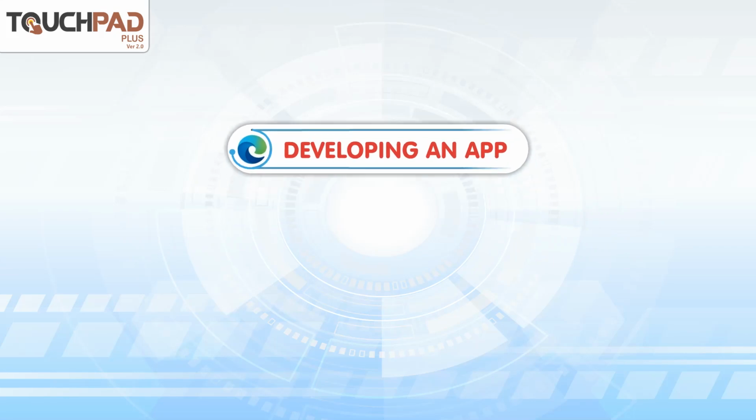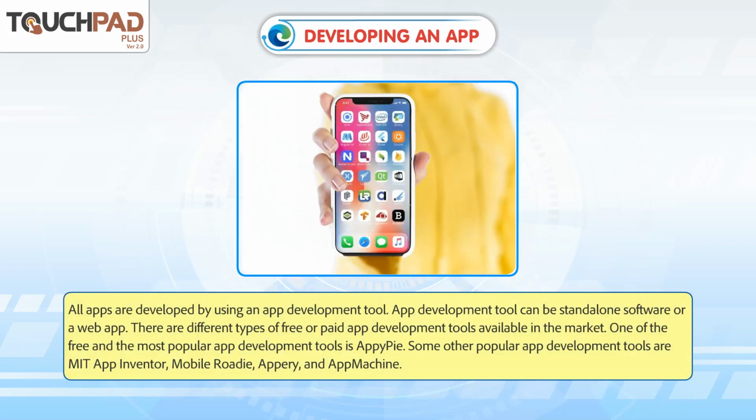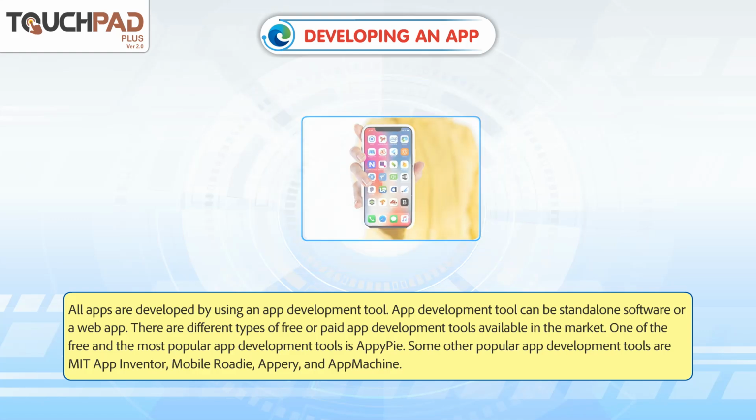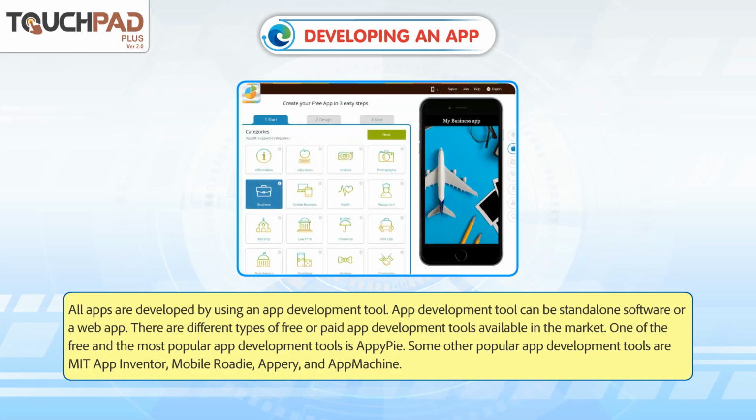Developing an app. All apps are developed by using an app development tool. App development tool can be standalone software or a web app. There are different types of free or paid app development tools available in the market. One of the free and the most popular app development tools is AppyPie. Some other popular app development tools are MIT App Inventor, Mobile Roadie, Appery, and App Machine.